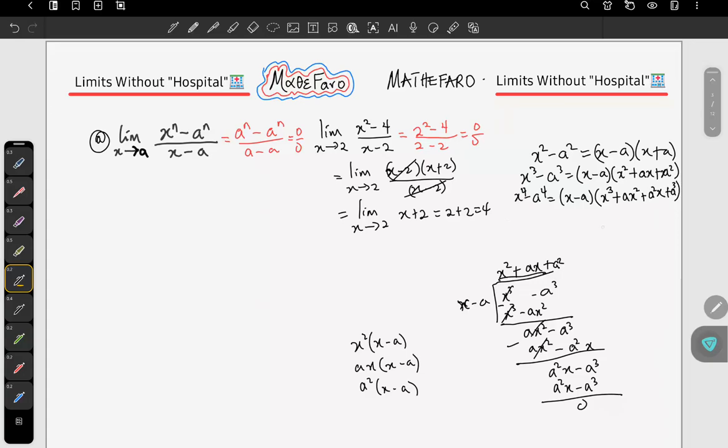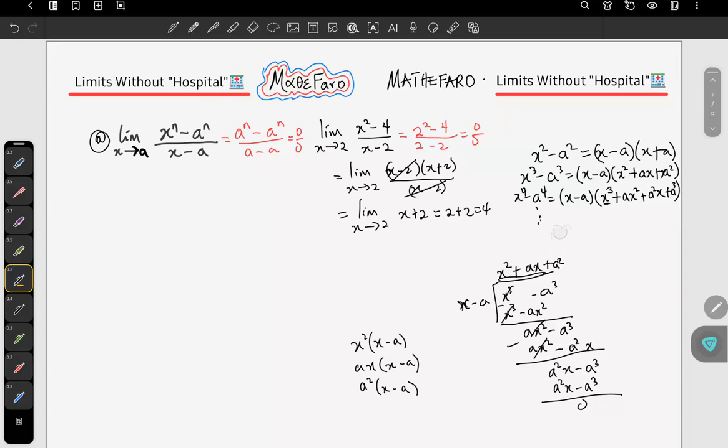So as you can see, the powers of x are decreasing from 3 to 0, and the powers of a are increasing from 0 to 3. There are no other coefficients apart from 1, and they are all positive. So if we want to generalize that, we have x raised to power n minus a raised to power n is equal to x minus a, then x raised to power n minus 1.